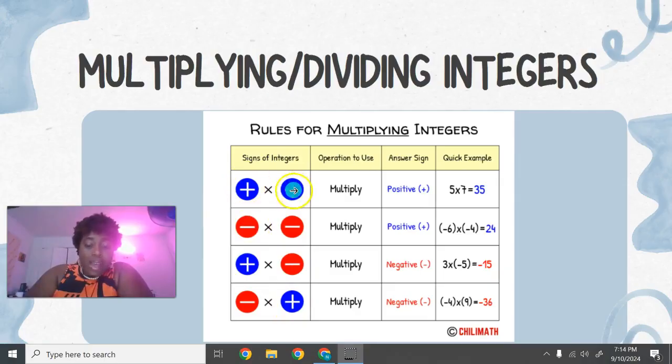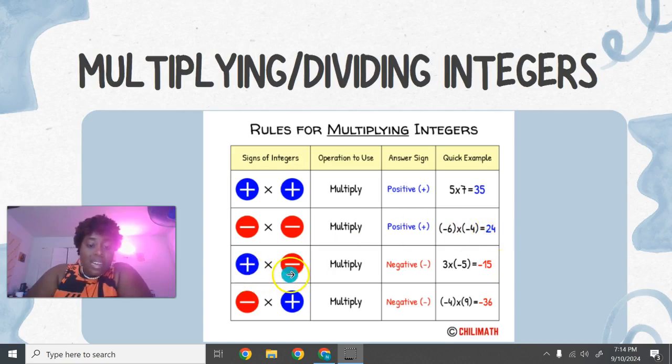So positive times positive, when you multiply them or divide them, you're going to get a positive answer. For example, 5 times 7, you're going to get 35. Two negatives always multiply to give you a positive. Okay, so you got negative times negative equals positive. So negative 6 times negative 4 is positive 24.